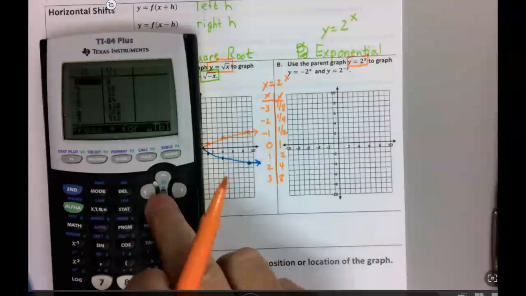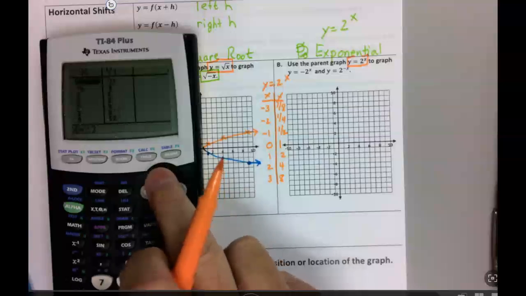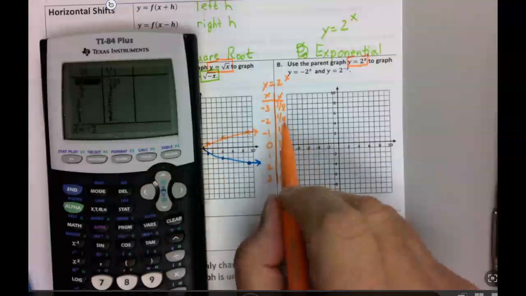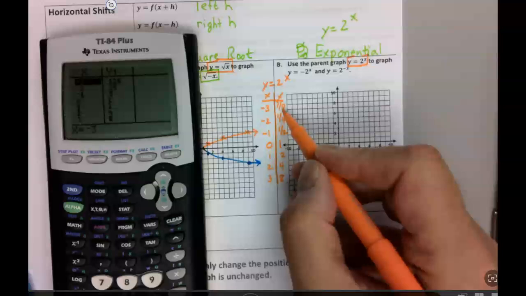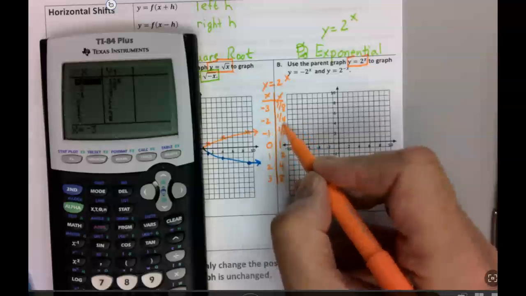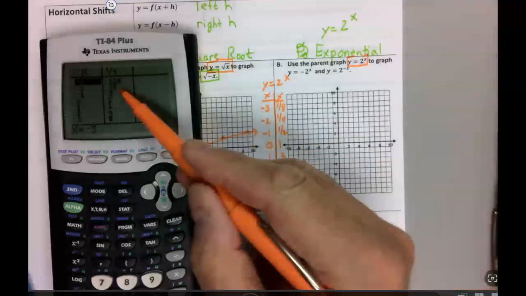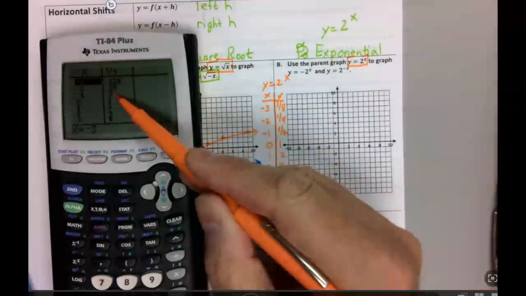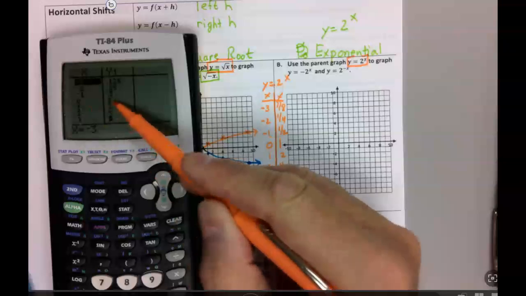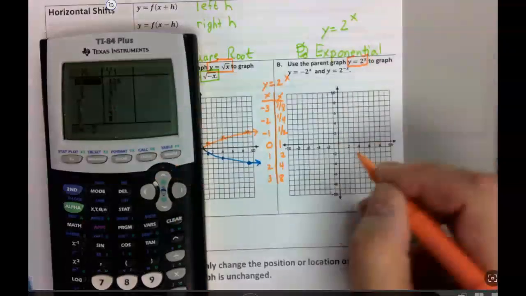Let's see if those values are in your table. -3, let's see what we get here. What do they get? 0.125. Is 0.125 equal to 1/8? It is. -2, 1/4. Is that 0.25? Yep. -1, is it 1/2? 0, do I get 1? There you go. All right, so let's graph this bird.